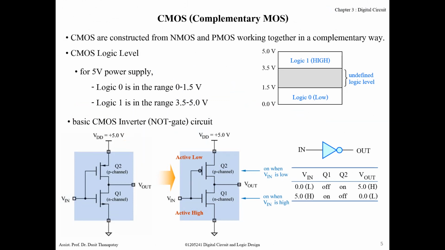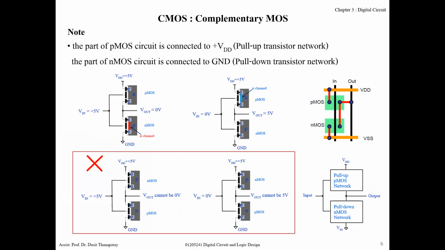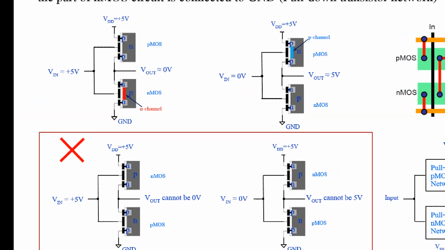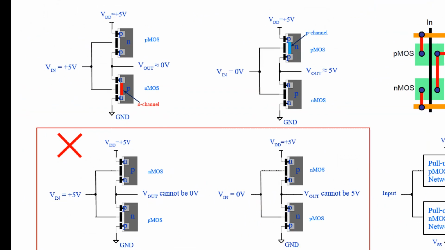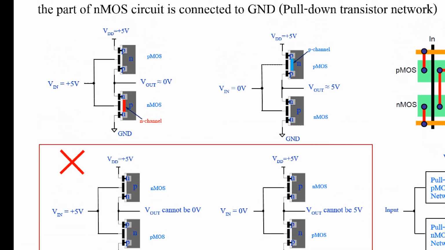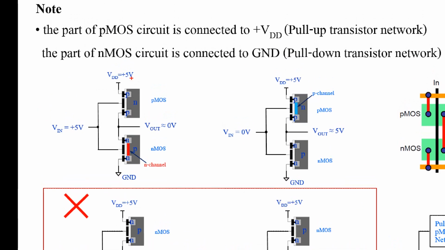Okay, another example. Assume that you can remember. Okay, before that, please take a note. Okay, for the inverter, actually another kind of CMOS circuit, you must connect the PMOS at the upper part of the circuit that connects to the positive voltage of VDD.